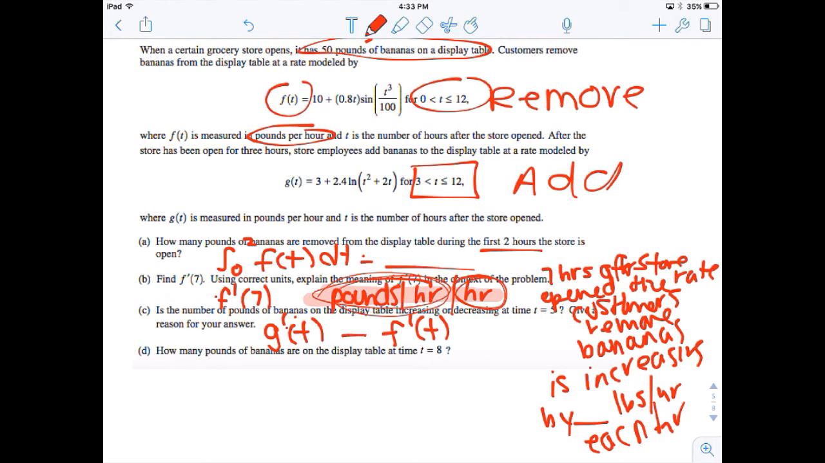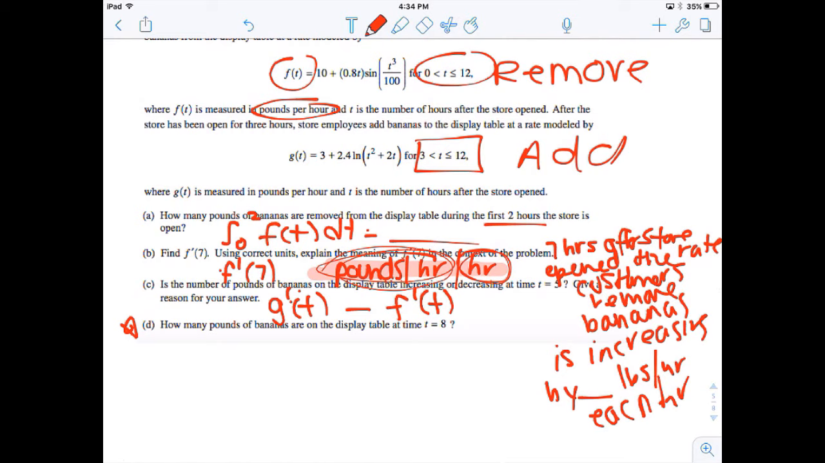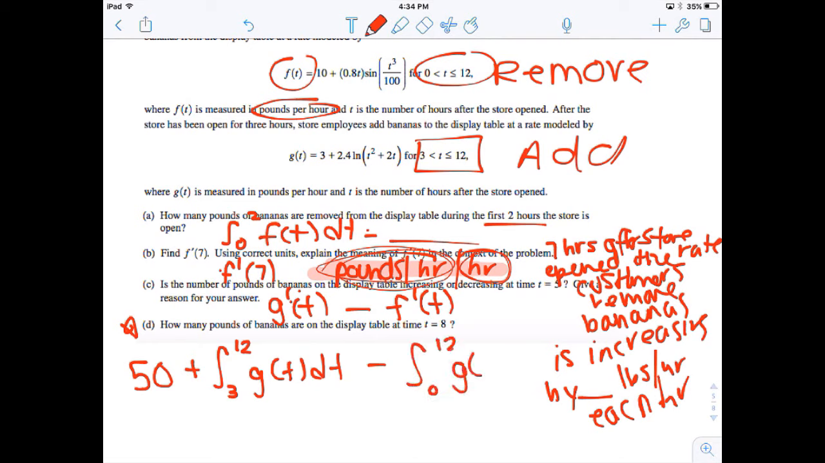And then d is the big one. How many pounds of bananas are actually on the display? Initial plus net change. The problem with the net change is we are adding them from 3 to 12, and we're taking them away from 0 to 12. Or I'm sorry, this is 8. So just be careful with that. Just look at your bounds. Otherwise, I really think you guys pretty much nail these questions every time.